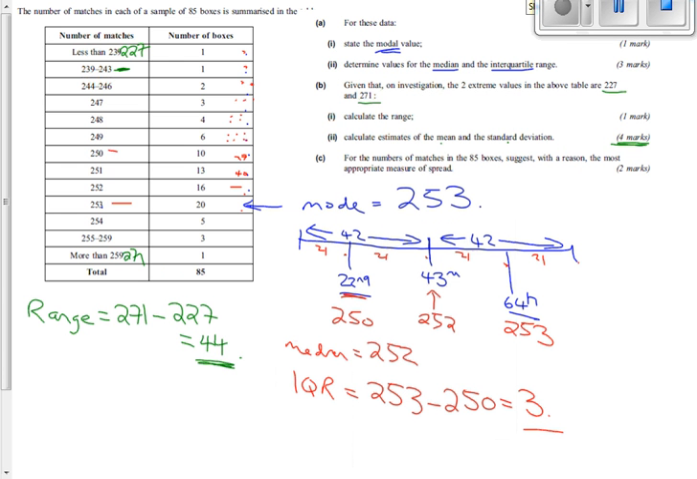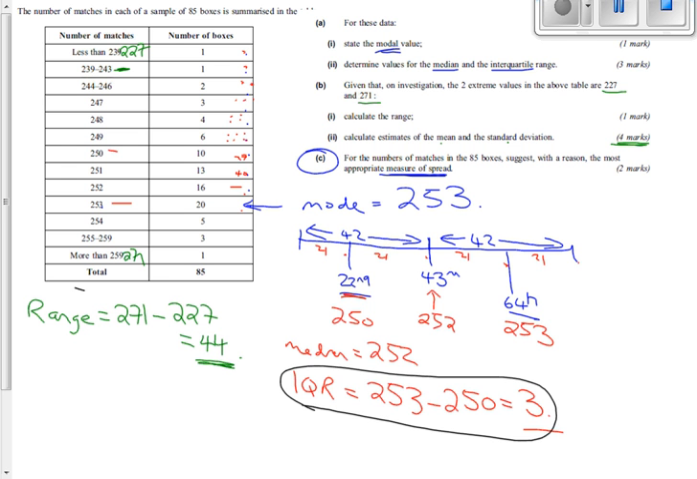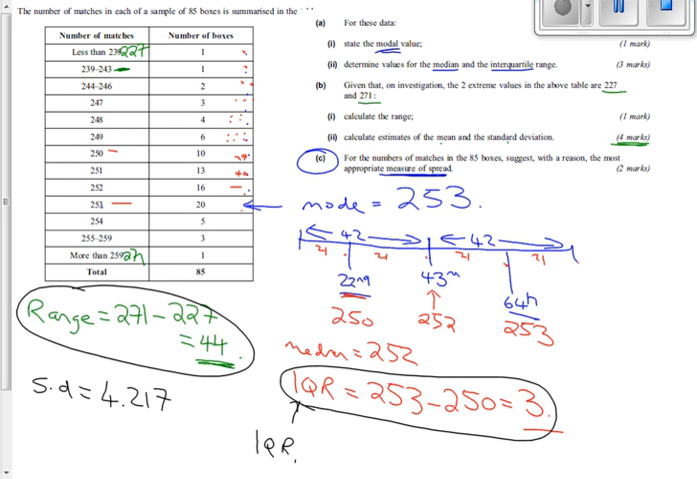At the end, I'm then asked to try and decide about the best measure of spread. Well, we've had 3 measures of spread. We've got the interquartile range here, we've got the range here, and we had our standard deviation, which we had earlier as 4.217. Well, I would have said the best measure of spread was the IQR, and the reason being is that it's not affected by the extreme values.